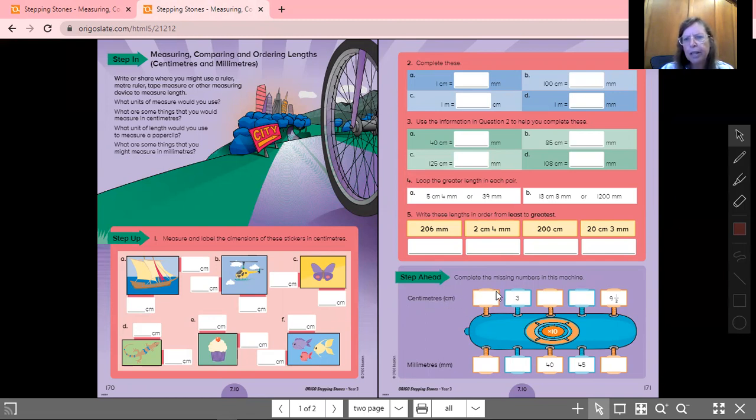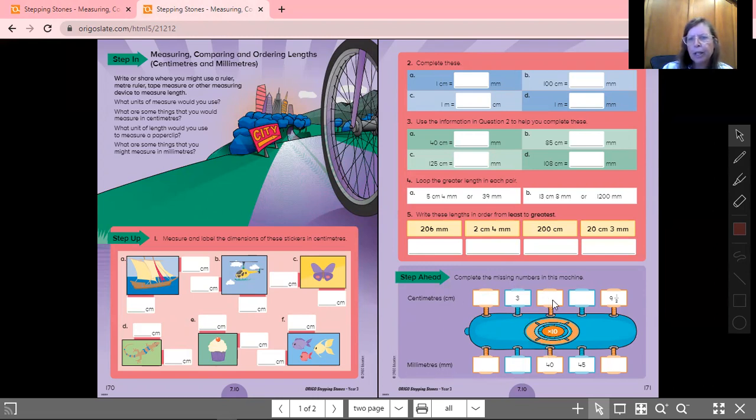So this is centimetres coming in, and then it goes through a machine that multiplies the number by 10. So if you have got 3 coming into this machine, it's going to multiply it by 10. So 3 centimetres times 10 will give us how many millimetres? It will be 30 millimetres. So this sorting machine is changing centimetres into millimetres.